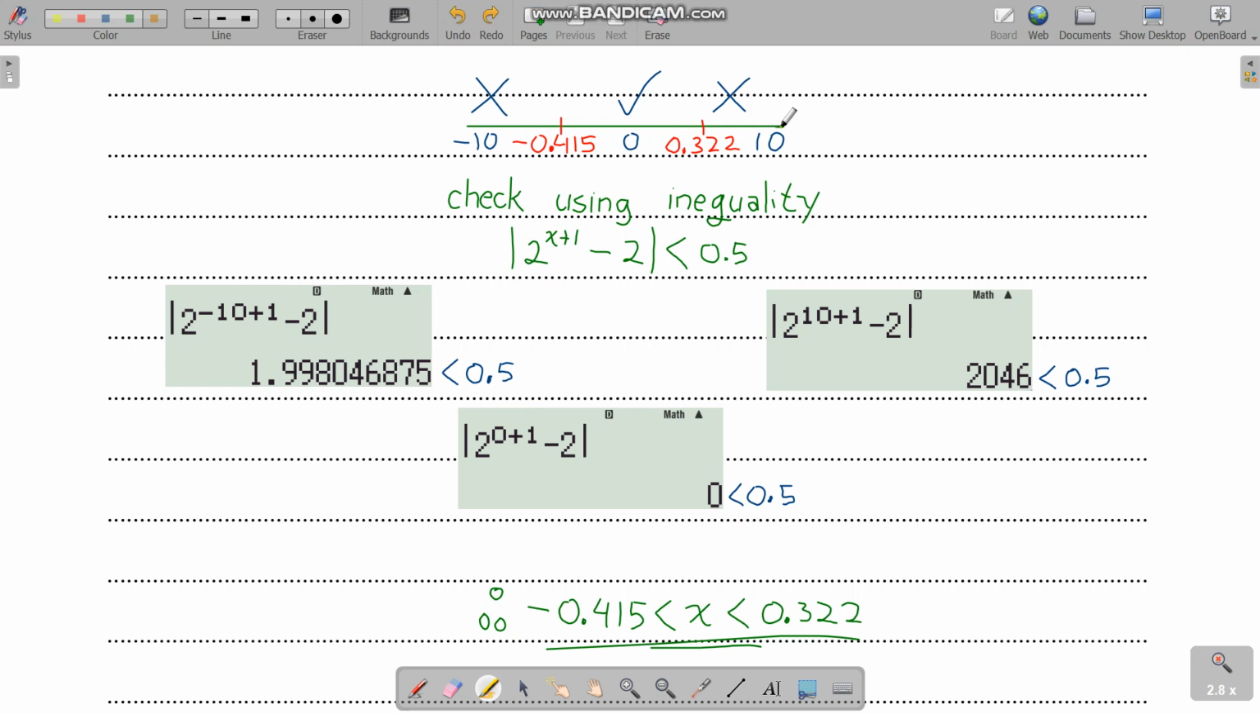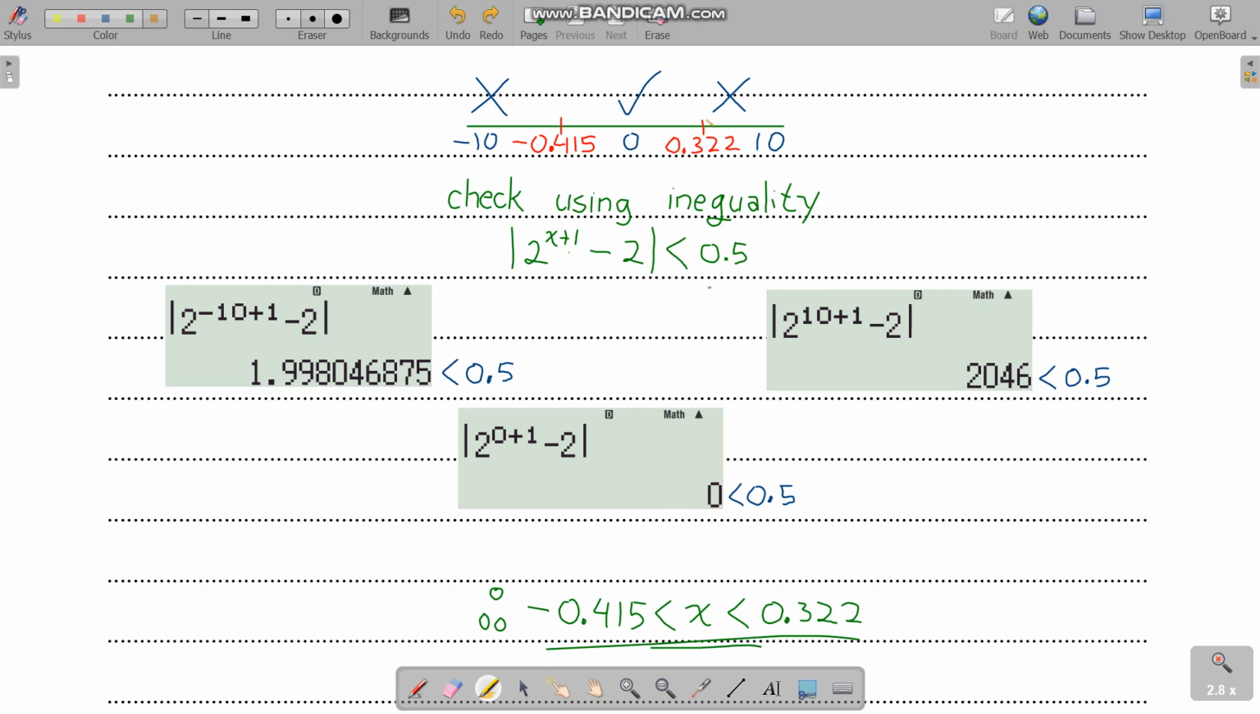For the right interval we can use something bigger than 0.322, like 10. So you replace the x with 10, use a calculator, and we get 2000 something, bigger than 0.5. So it's not smaller than, so this is wrong, which means we cannot use the right interval. So the interval we can use is only the middle interval.